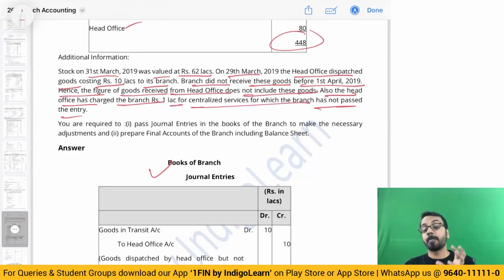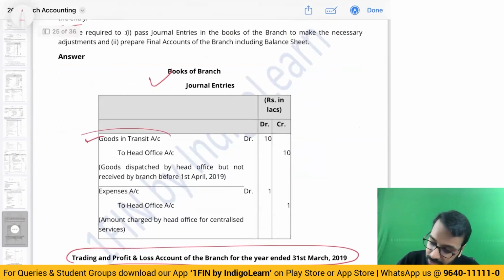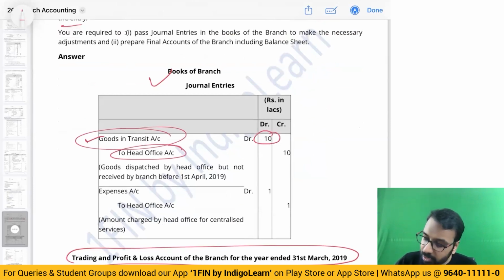Now, here what has happened is the branch has not received the goods. Head office has sent them. What the branch should do is recognize that those goods now belong to the branch. So the branch will say there are goods in transit from head office, 10. This goods in transit is basically a part of your closing stock as well.